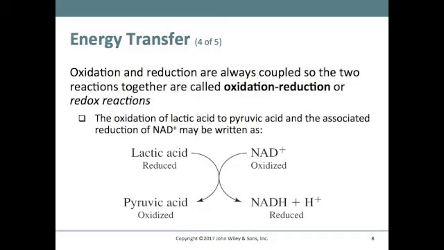Compounds with many hydrogen atoms, such as glucose, contain more chemical potential energy than oxidized compounds. For this reason, glucose is a very valuable nutrient.